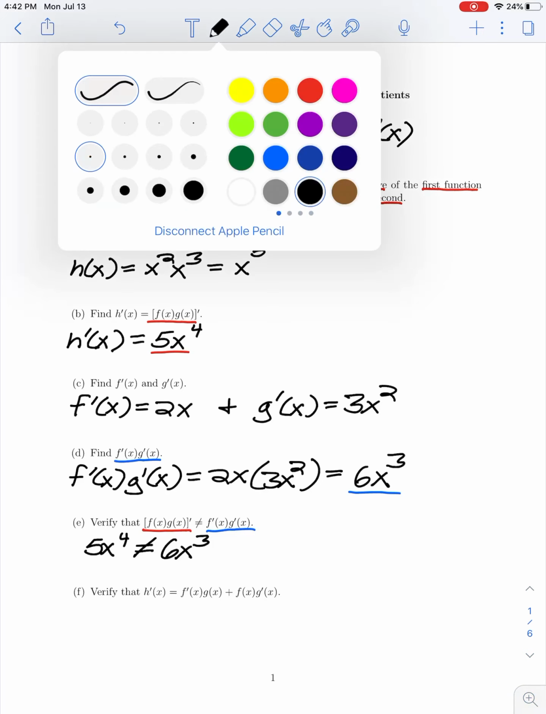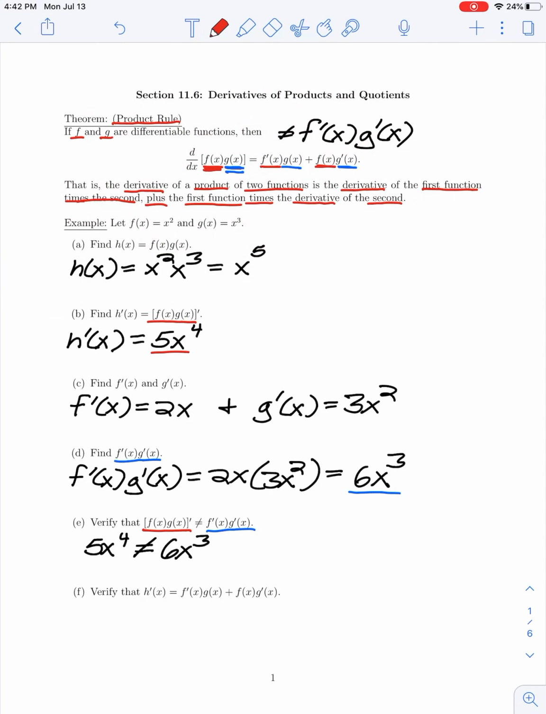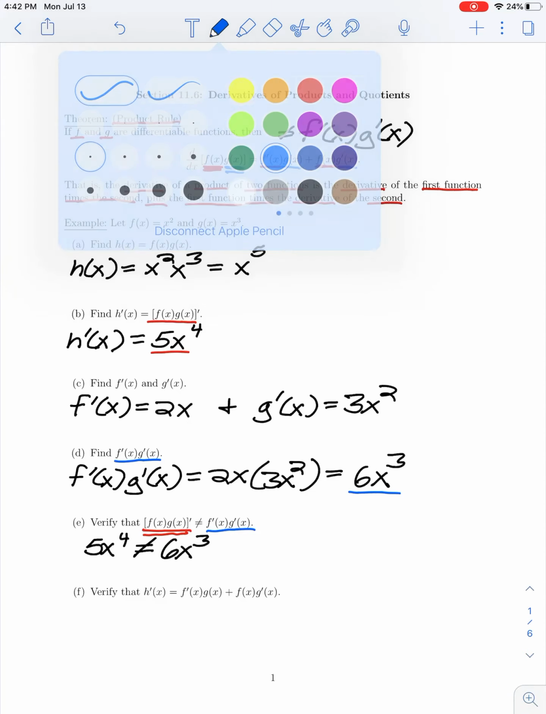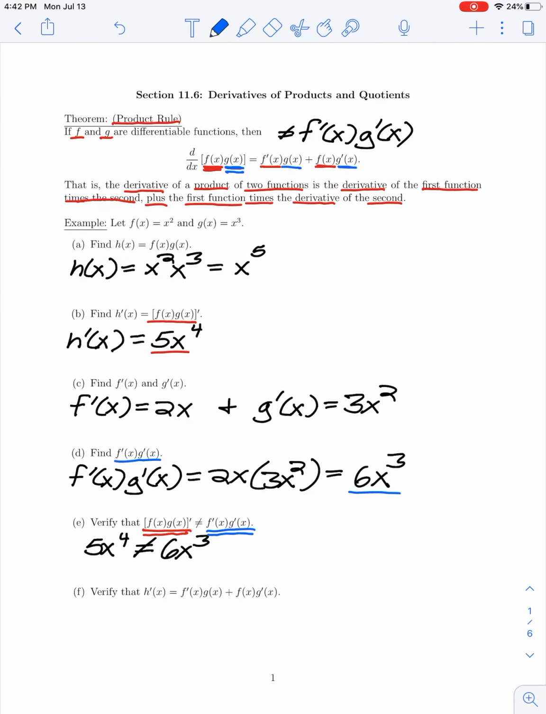So here in part E, we have shown that the derivative of a product of functions is not simply equal to the product of the derivatives of those functions. We have to make use of this product rule.